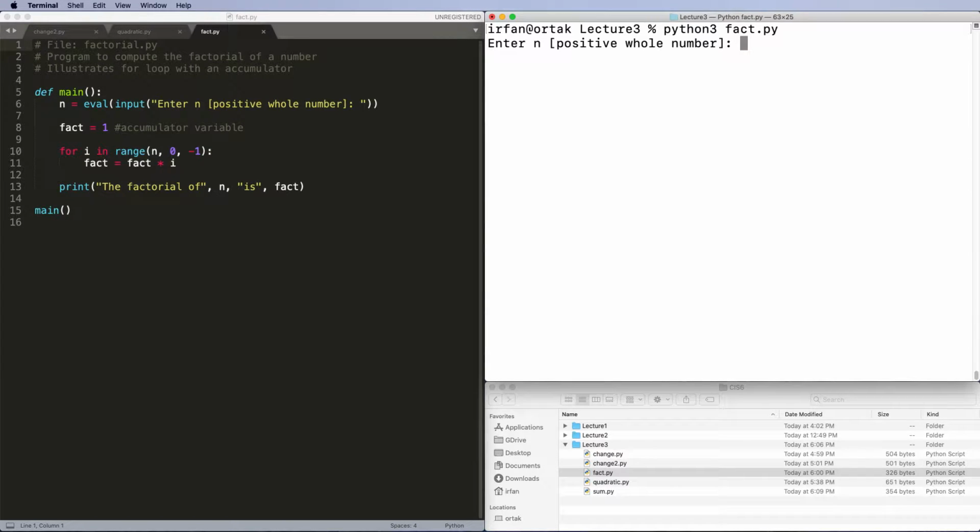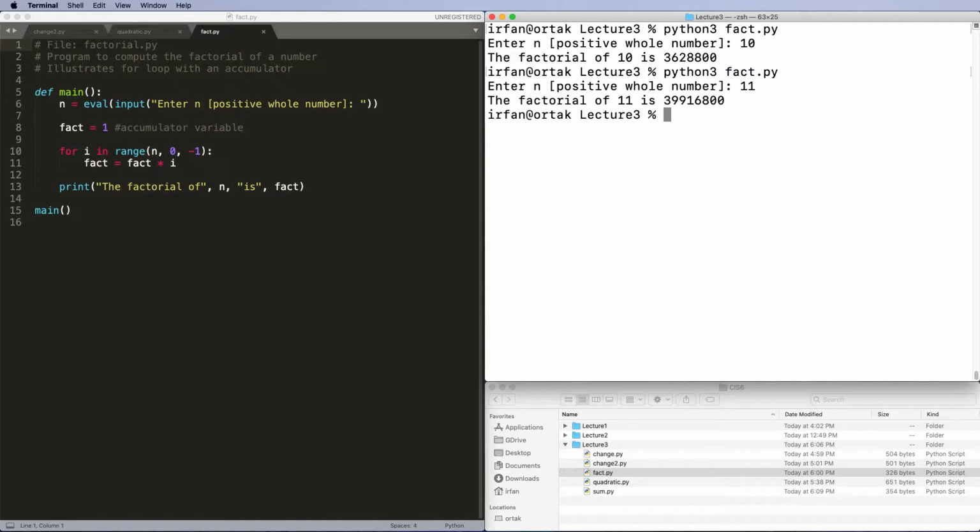So factorial calculation can get quite large in a very short amount of time. Let's see, 10 factorial was somewhere around 362,000, and let's say 11 factorial, and let's try 12 factorial. As you can see, the number keeps getting larger.